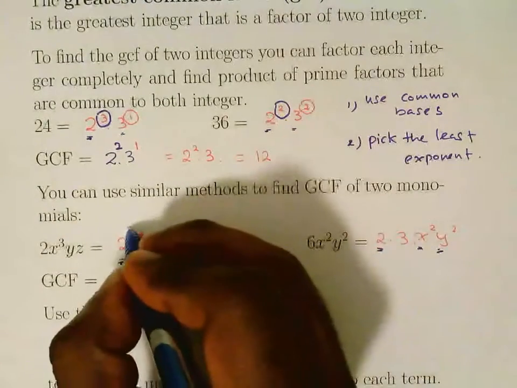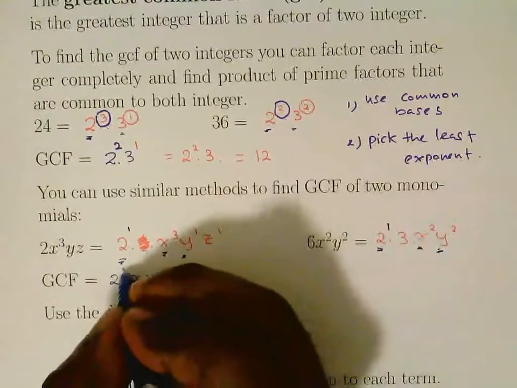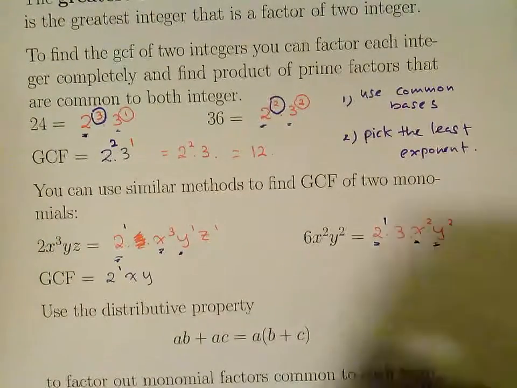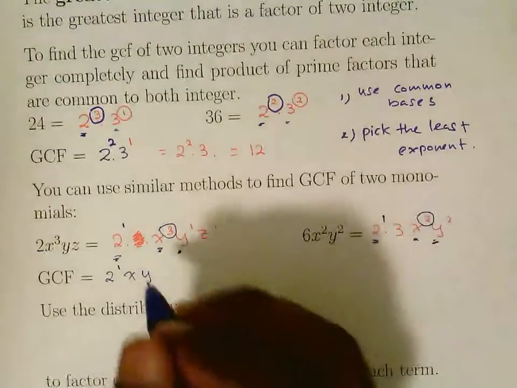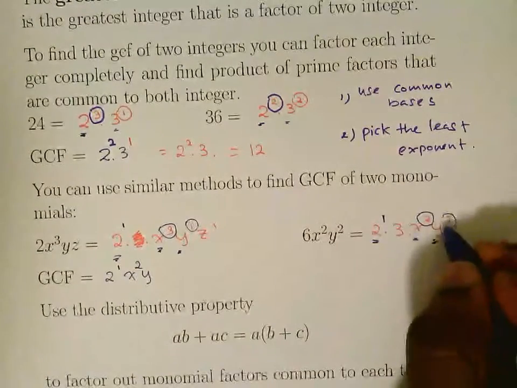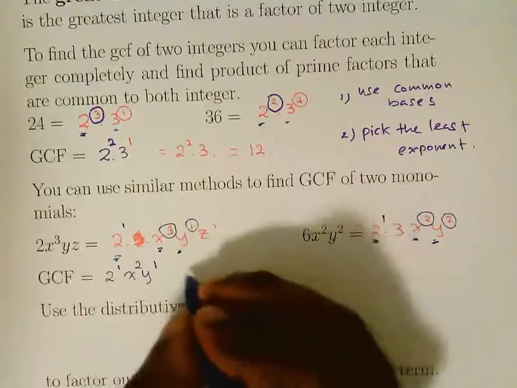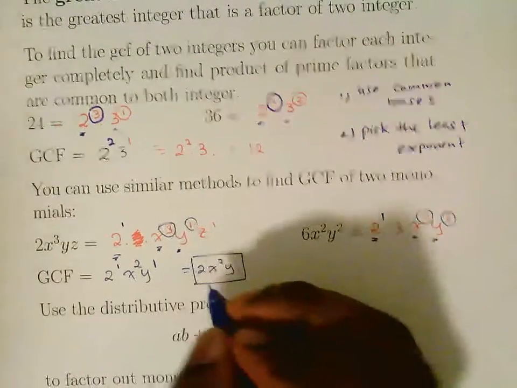And look at the powers. Powers of 2, 1 and 1, the least is 1. Powers of x, 3 and 2, the least power is 2. Powers of y, 1 and 2, the least power is 1. So 2x squared y is the greatest common factor.